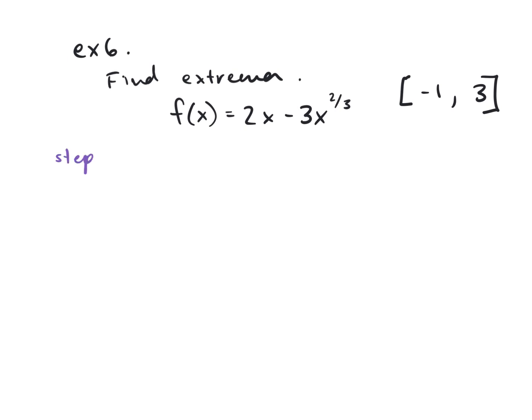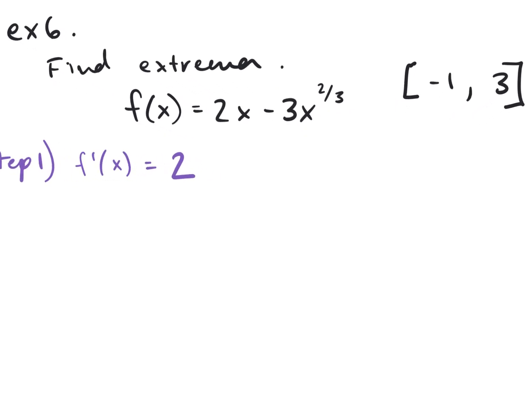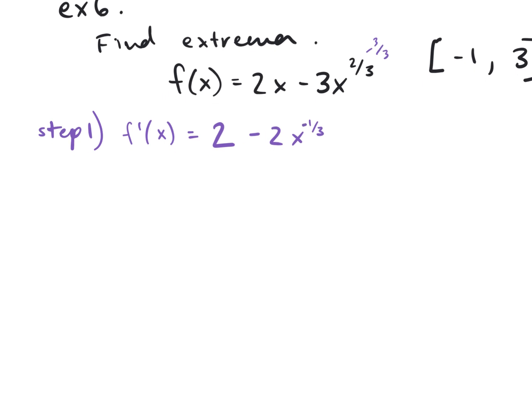Let's find the derivative. We want to find our critical numbers, so we want to find the derivative first. So our derivative of 2x would just be 2. What's the derivative of -3x to the 2/3 power? Awesome, 2x to the power of -1/3. When we multiply, -3 times 2/3 would be -2, and then when we subtract 1, it'd be -1/3. Perfect. Step 2, we want to find our critical numbers.